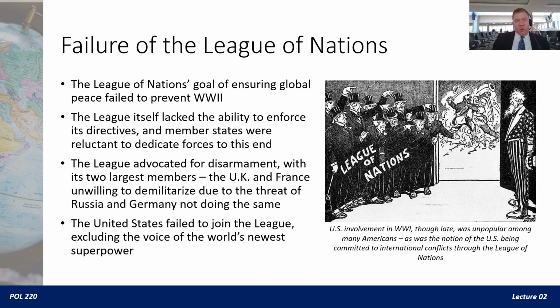The League at one point advocated for disarmament, with two of its largest members, the United Kingdom and France, essentially unwilling to do so because Russia and Germany weren't a part of the League of Nations, and so there was no guarantee that they would do the same thing. And so politicians and residents of the UK and France saw that as weakening themselves at the expense of other powers at the time here. And as I mentioned, the United States failed to join the League, which really left the world's fastest emerging superpower out of the mix there.